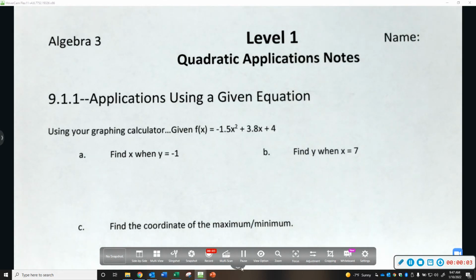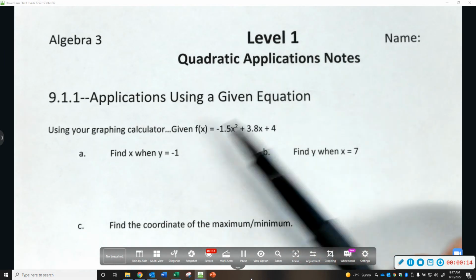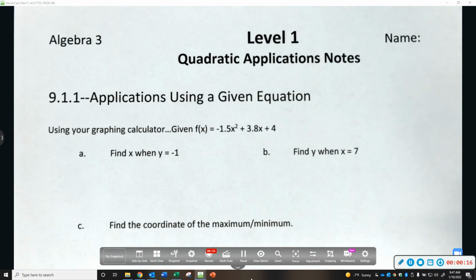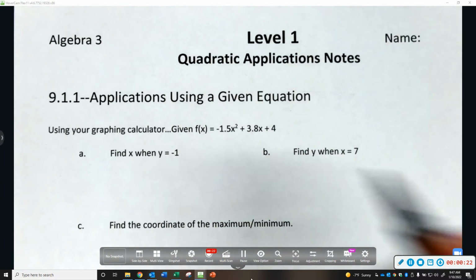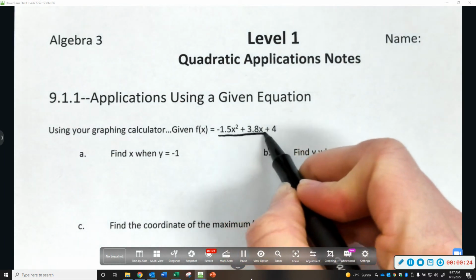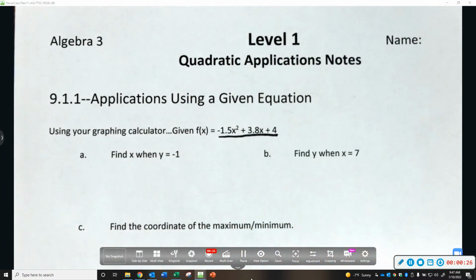Okay, so we have level 1 quadratic applications. We are starting chapter 9, and we are going to start with applications when I give you the equation. When I say use your graphing calculator, we are going to use Desmos. So you are going to plug this into Desmos.